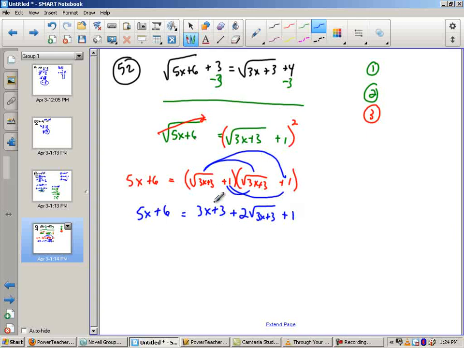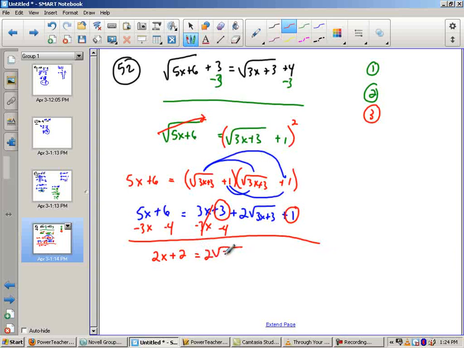All right, to finish this problem, I need to continue the process of isolating my root back to step 1. So I'm going to minus 3x from both sides. And then I've got a 3 and a 1, that's 4, so I'll minus 4 from both sides. Leaving me with 2x plus 2 equals 2 times the square root of 3x plus 3.